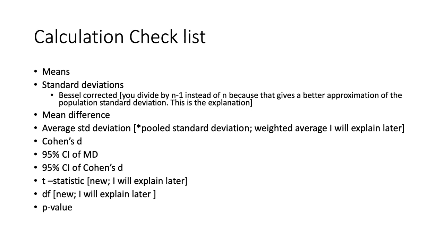We're going to calculate our mean difference. We know why. We're going to calculate our average standard deviation. This is now called pooled standard deviation. I will explain this later. Cohen's d, we know. 95% confidence interval of the mean difference, we know. 95% confidence interval of Cohen's d, we know. T-statistic, I will explain that later. We don't need to know it.